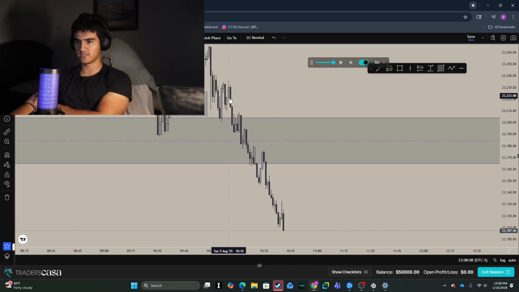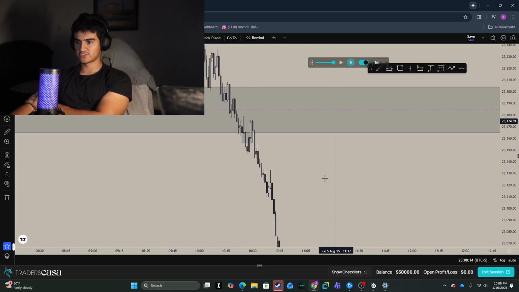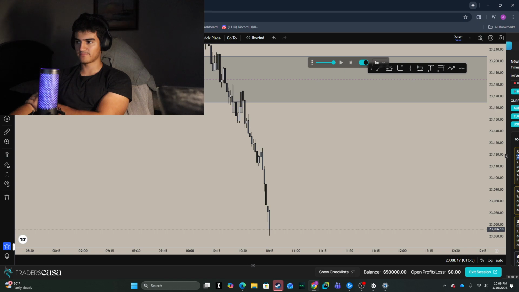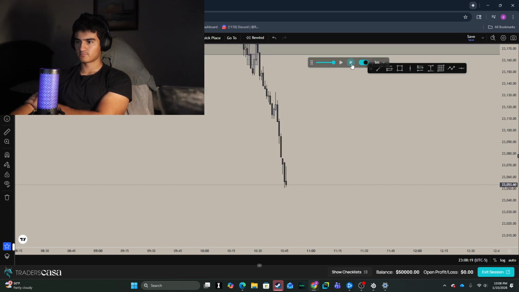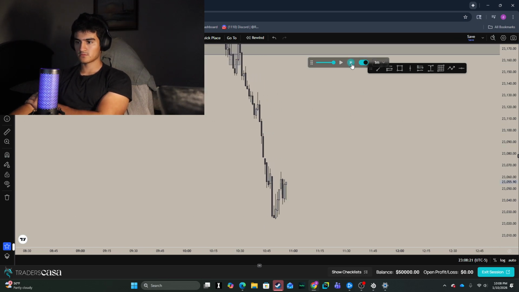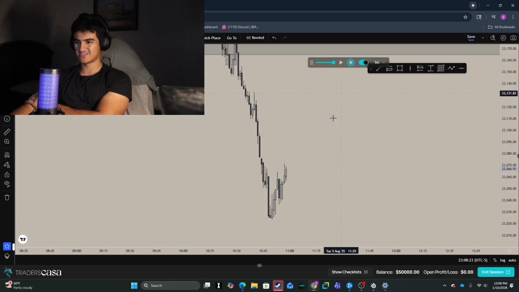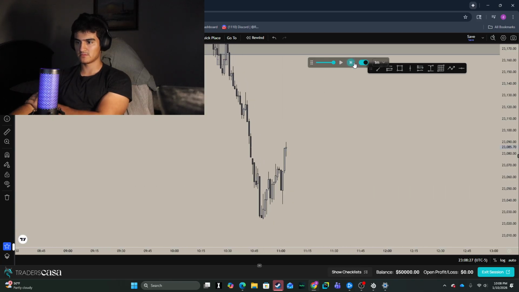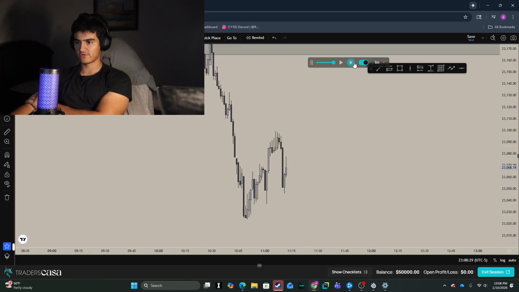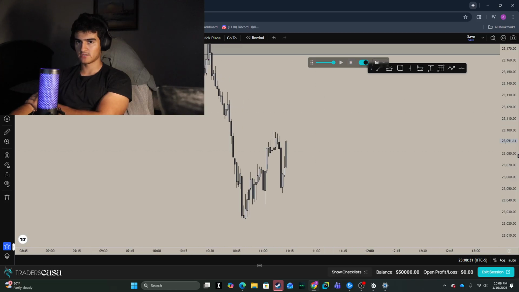Huge displacement down, down, down, down. It did not respect this gap here. We can see the buyers are still alive. I don't like this displacement, so I'll skip it. I'll wait for another setup like this.